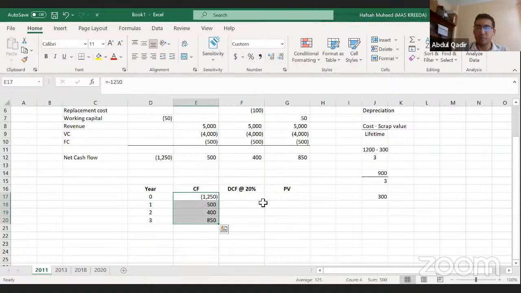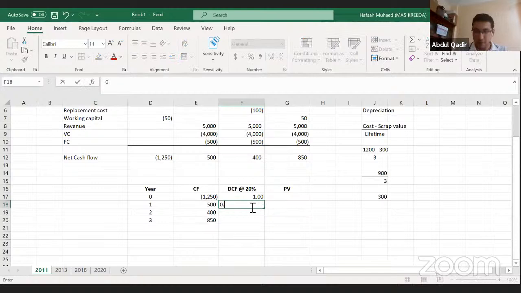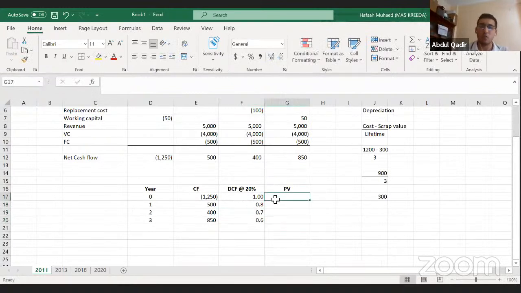This is a pretty basic question, right? I just chose this to start off. In year 0, the discounting factor is always 1. For the following years, they have given us discounting factors of 0.8, 0.7, and 0.6. Then you multiply your cash flow by your discounting factor, and then you total it up.